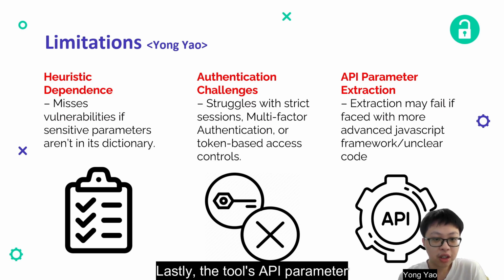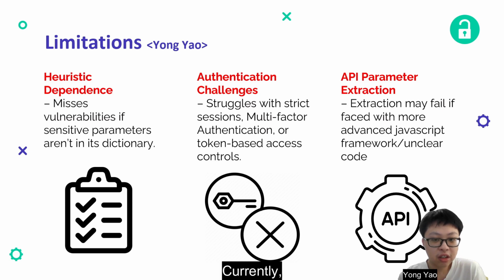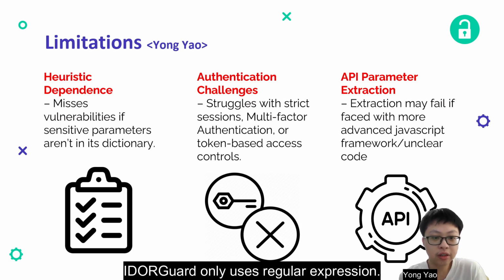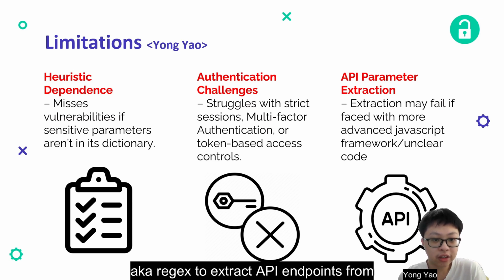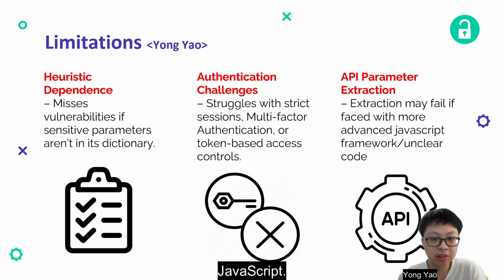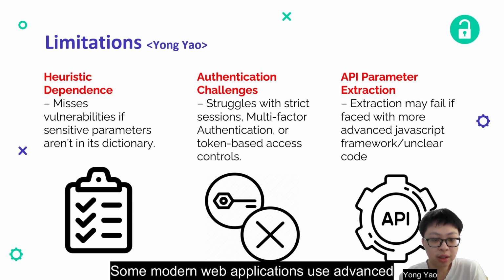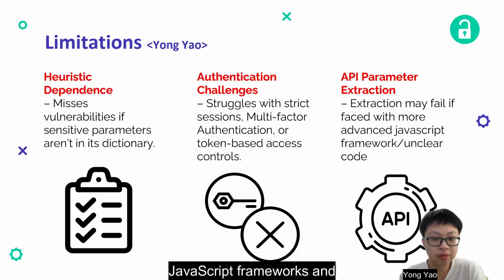Lastly, the tool's API parameter extraction. Currently, IDORGuard only uses regular expressions, aka regex, to extract API endpoints from JavaScript. Some modern web applications use advanced JavaScript frameworks and obfuscation techniques, making it difficult for IDORGuard to extract the API endpoints.